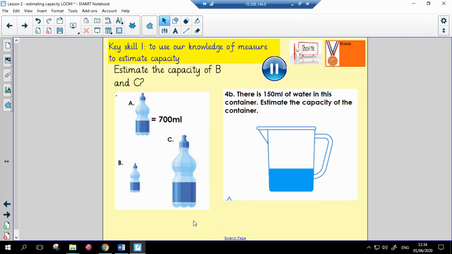Bottle C, the answer is 1,400 millilitres because I estimate that it's double the size of bottle A. So I can just multiply 700 millilitres by 2. The jug here, I would estimate, would hold 450 millilitres of water. That's because I think there's approximately a third of the water in there already. So I can just multiply 150 millilitres times 3. Well done if you got around those answers.